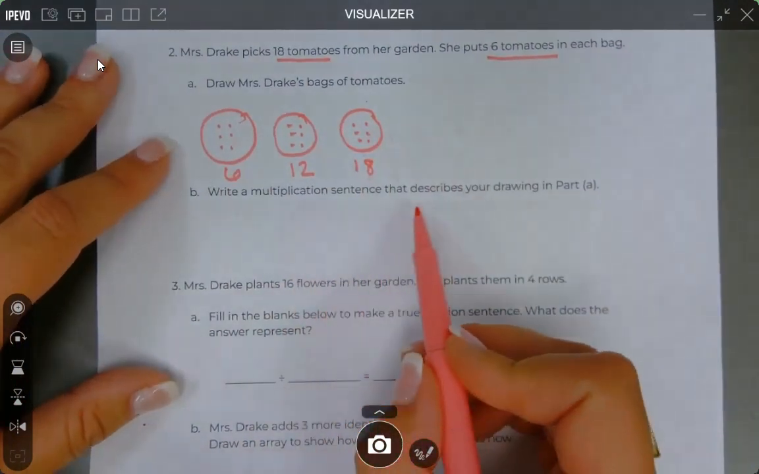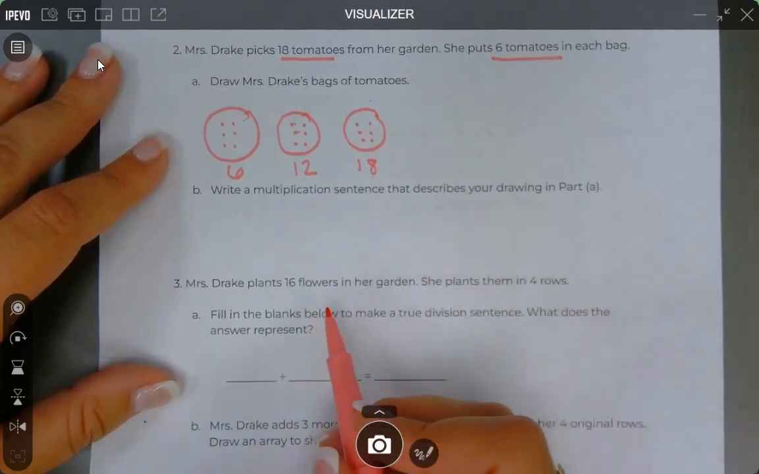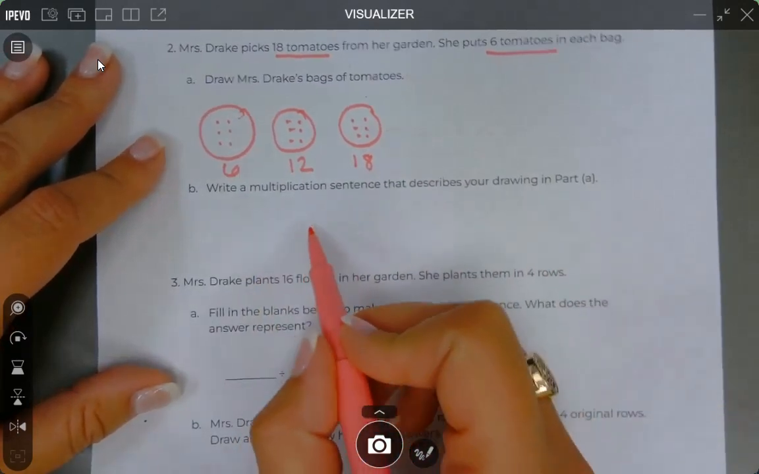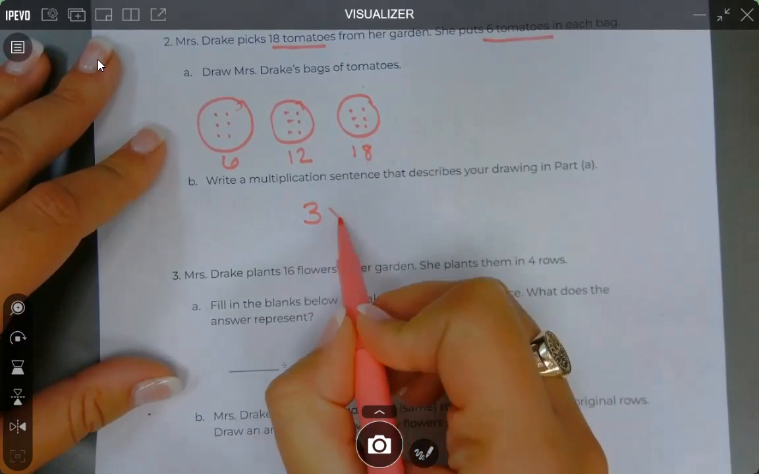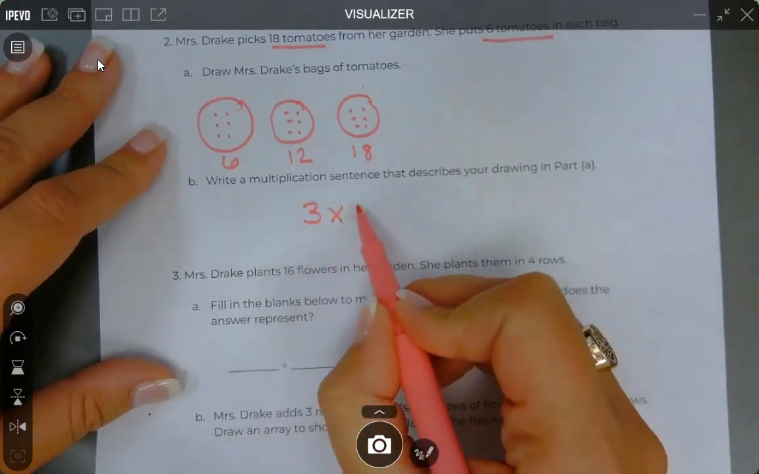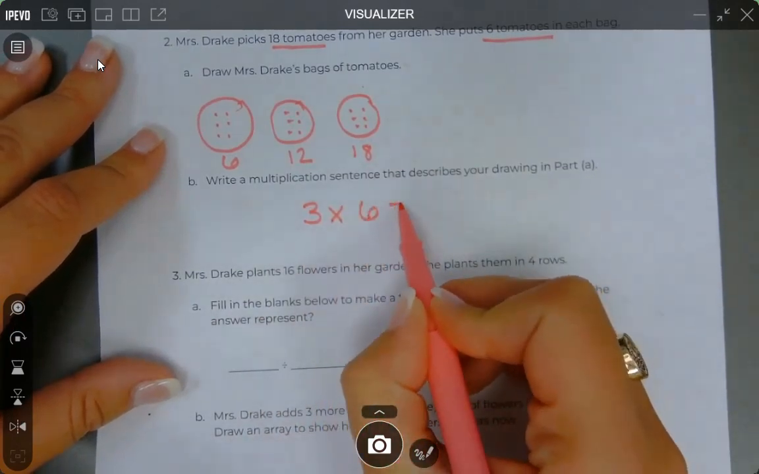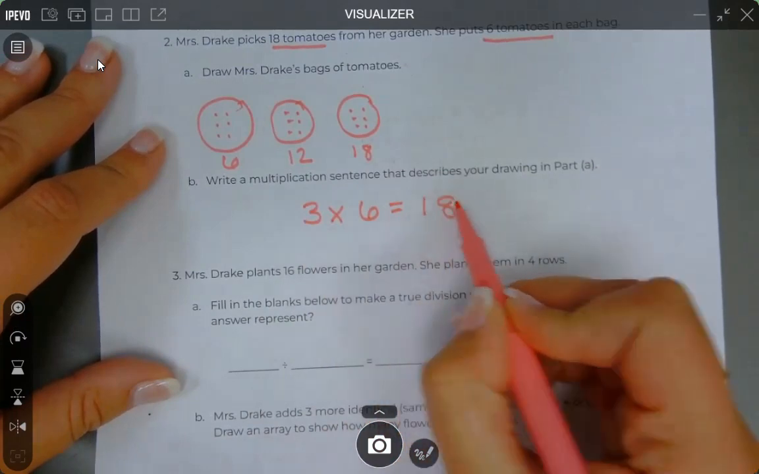Write a multiplication sentence that describes your drawing in part A. How many groups do I have? 3 groups, 3 bags of 6 tomatoes in each equals 18 tomatoes.